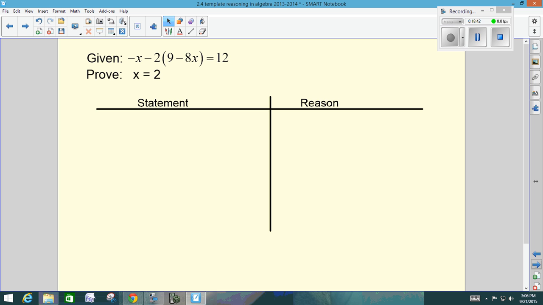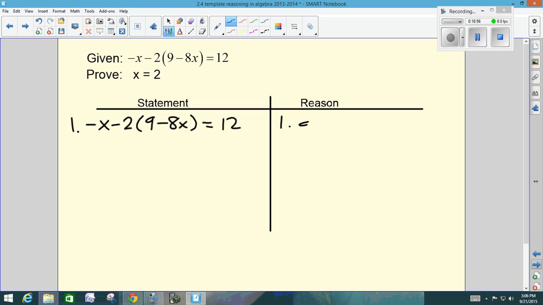Okay? Your first step in a proof is always what's given. So you're going to write 1, number your steps, and just copy down the equation. Negative x minus 2 times the quantity 9 minus 8x equals 12. Reason? Given to me. Soon it will say something like angle A is congruent to angle B. The measure of angle C is 30 degrees. So you'd have to copy all that down in your given.